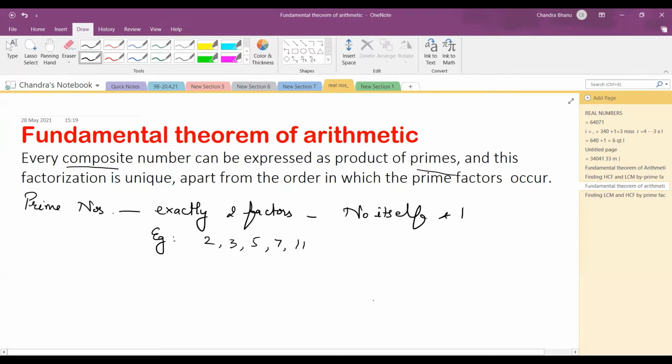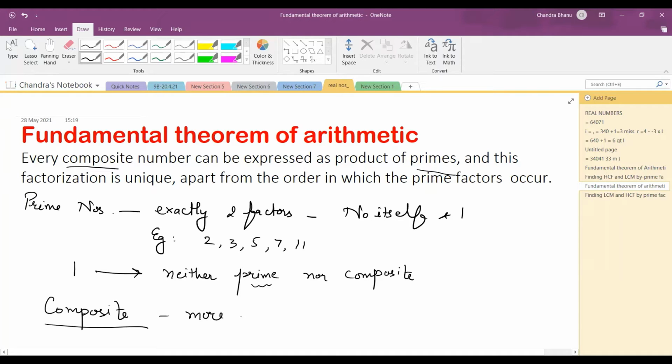I have not written 1 here. Why is 1 not written? 1 is neither prime nor composite. Why is it neither prime nor composite? Because primes are those which have exactly two factors and composites have more than two factors. But what about 1? 1 has only one factor, that is 1. So therefore it is neither prime nor composite.